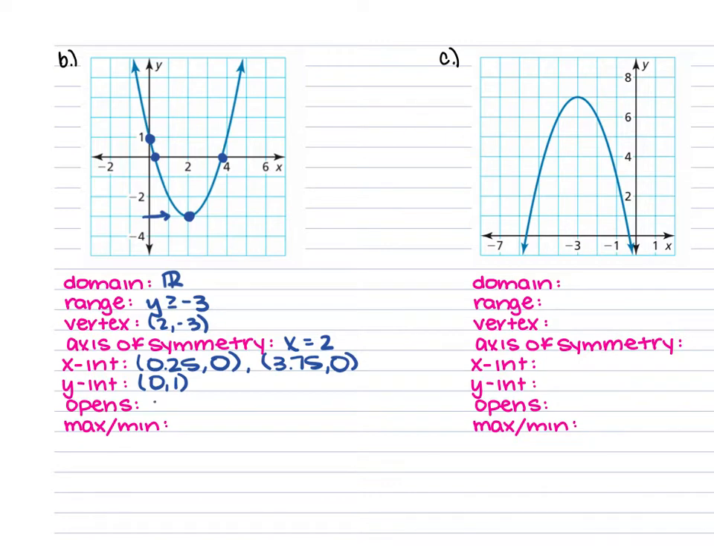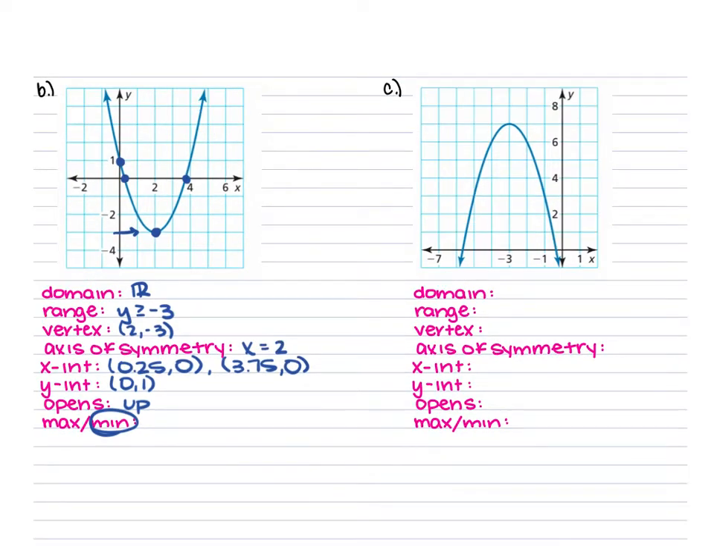This parabola opens up, so we have a minimum value. For example, see this parabola. For our domain, again, automatically, all real numbers. Our range, we have a highest value here at y is less than or equal to 7. Our vertex is the ordered pair -3, 7.